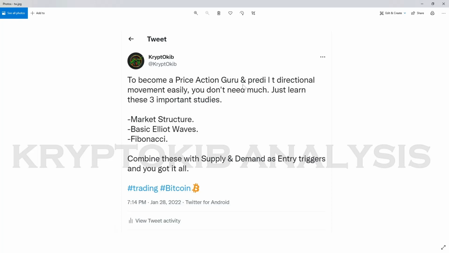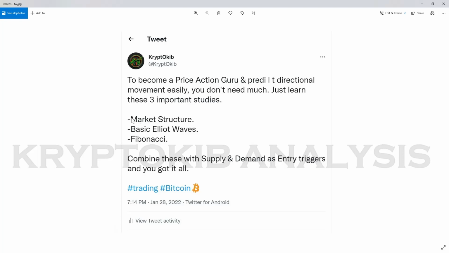So to become a price action guru and predict directional movement easily, you don't need much. Just learn 3 important studies, which are market structures, basic Elliot waves, and Fibonacci. Combine this with supply and demand and entry triggers, and you got it all. So I won't be talking about supply and demand. I have some lessons on that. I may be making new ones, but not now.